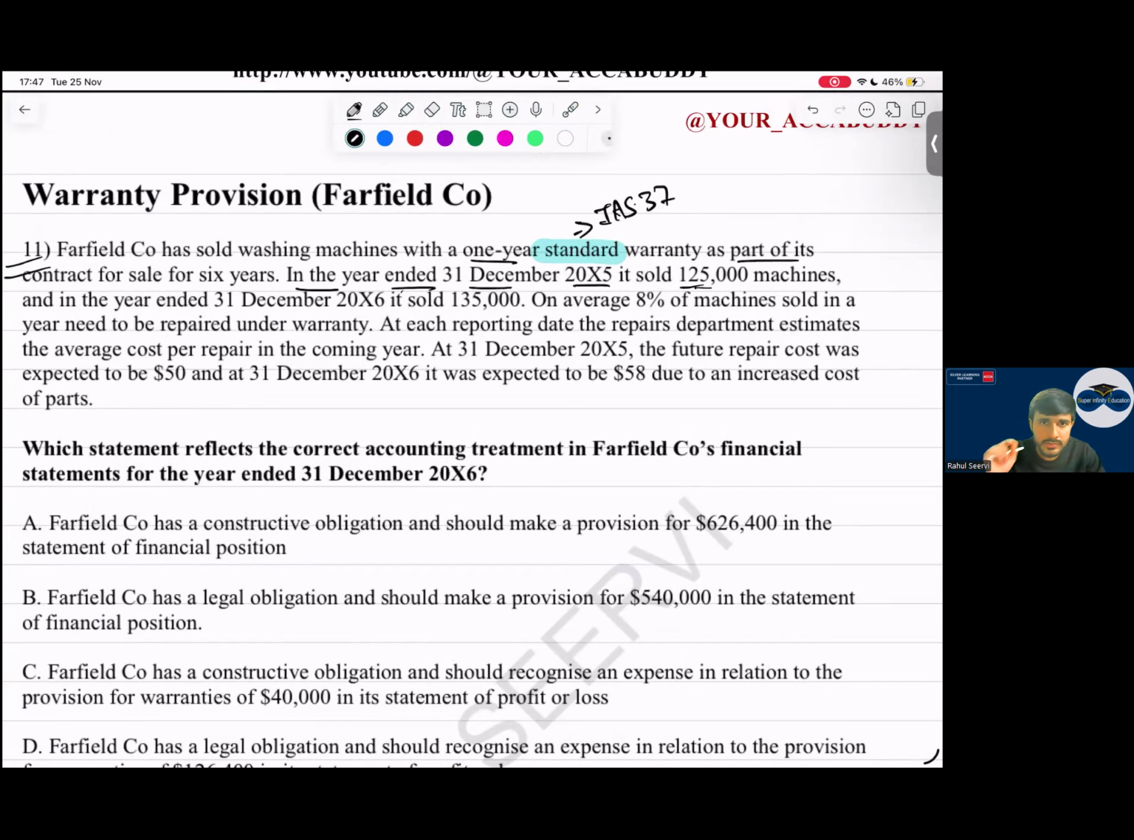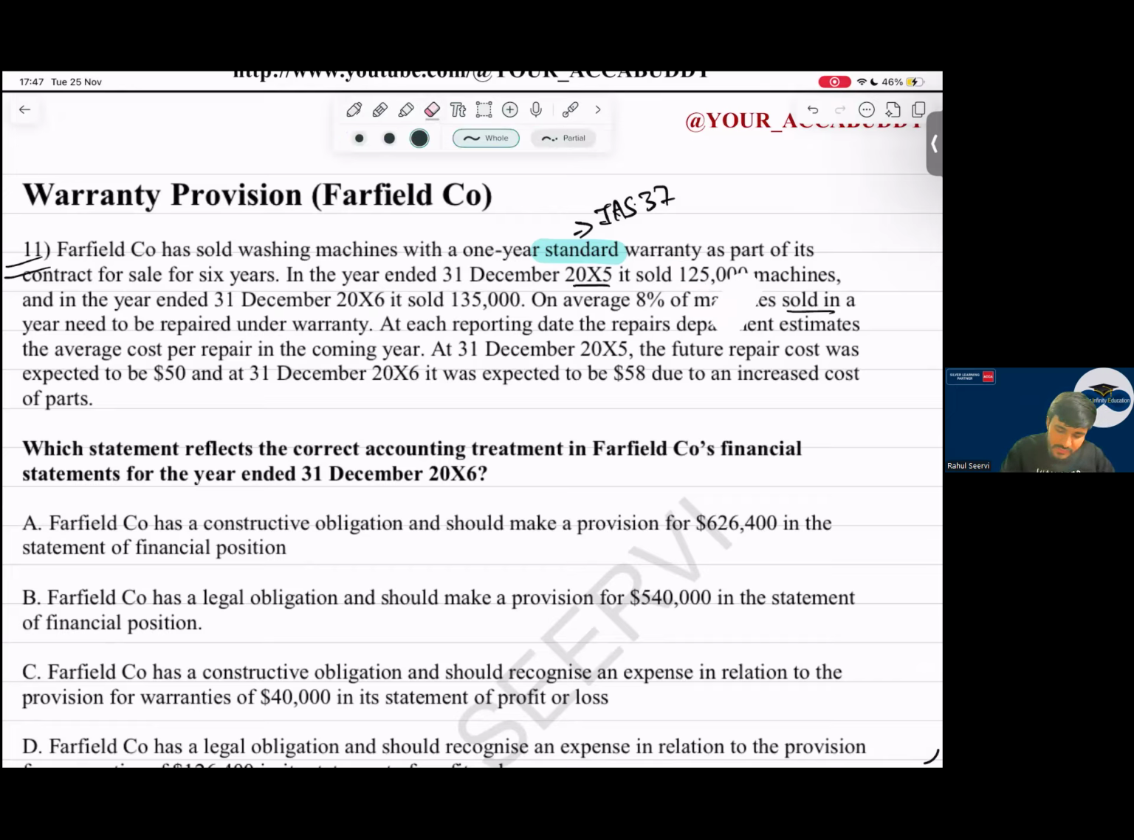In the year ended 31st December 2006, it sold 135,000 machines. So 125,000 machines and 135,000. On average, 8% of the machines sold in a year need to be repaired under warranty. Okay, what is the percentage here? They're saying out of this, 8% of machines should be repaired.